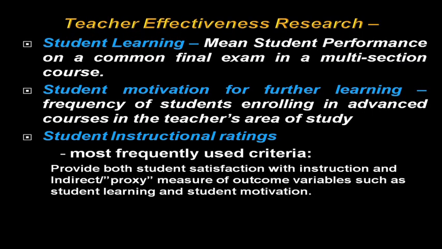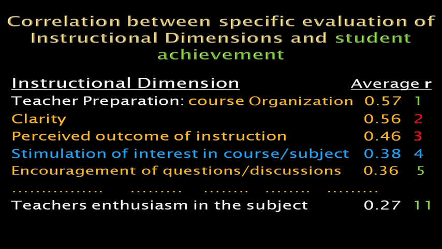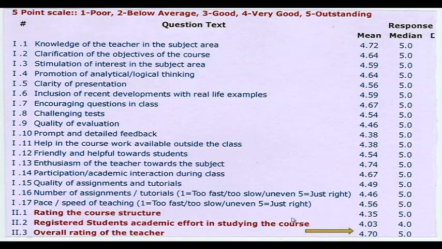Okay. So, I have to study teacher effectiveness. I will come to this later on. Several studies exist in different literature. I name two books. Based on the two books, I can say there are some higher attributes: course organization, clarity, perceived outcome of the instruction, stimulation of interest in the course subject, encouragement of question and discussion, and teacher enthusiasm. If you see here, we have given all these as higher level attributes.